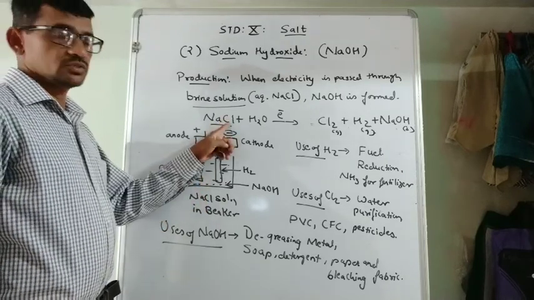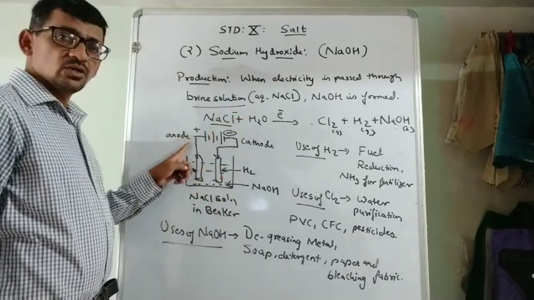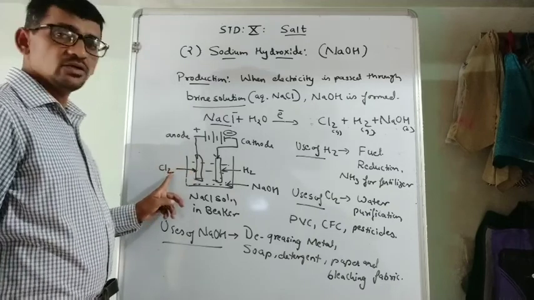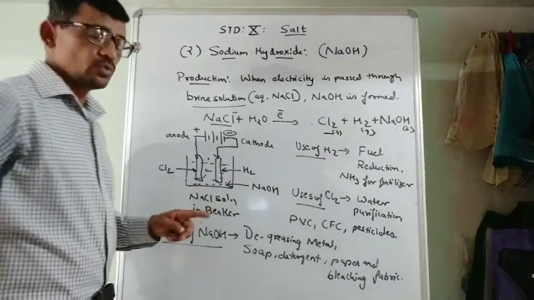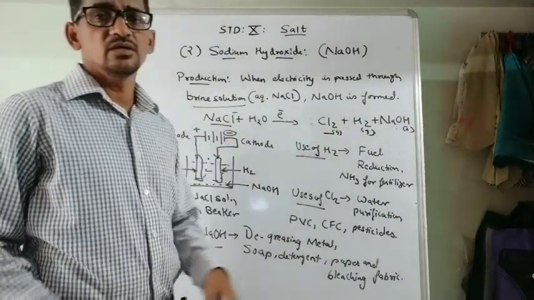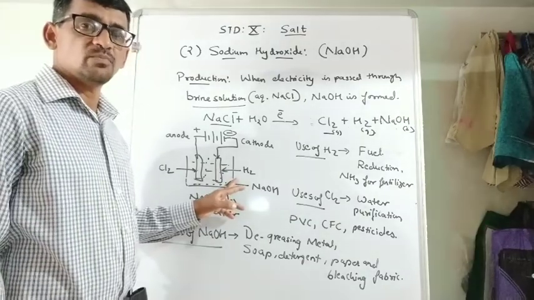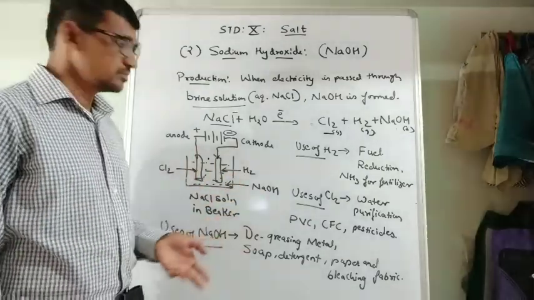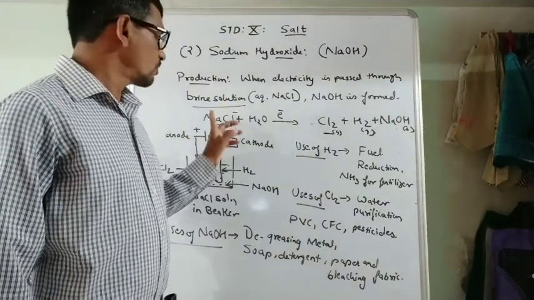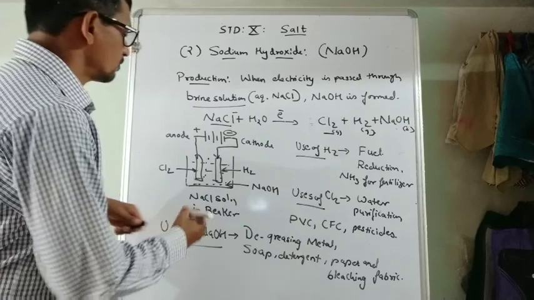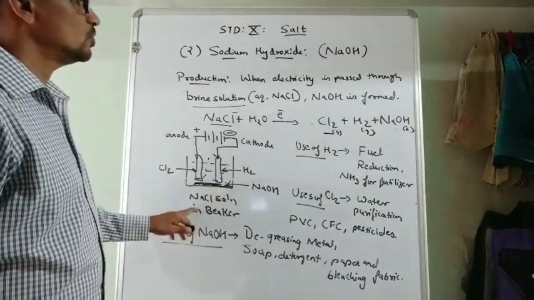Chloride from this solution migrates towards the positive electrode and is converted into chlorine gas. So bubbling of chlorine gas will take place. Similarly, hydrogen gas will bubble at the cathode. So reduction of hydrogen will take place from water, and the remaining solution, that is NaOH, will form from NaCl and settle down in the lower part. So you can collect this NaOH solution.